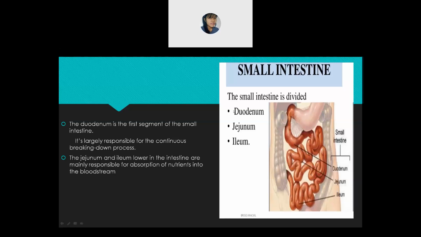Are you clear now? Is it clear to you about the small intestine? Any doubts? Do you have any doubts in the small intestine? Anyone?